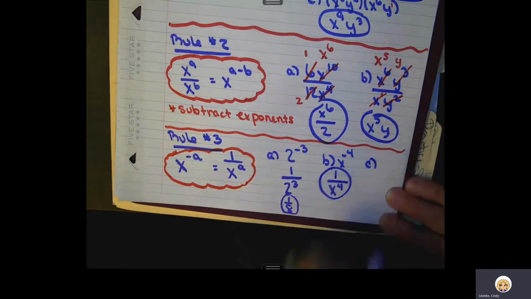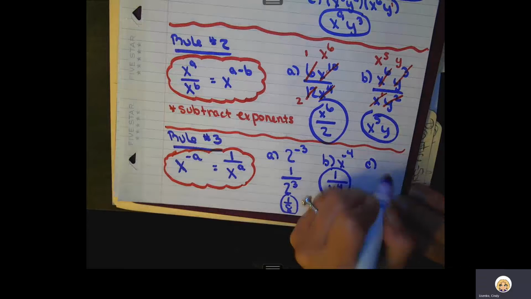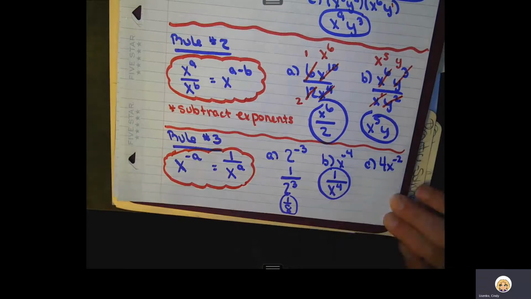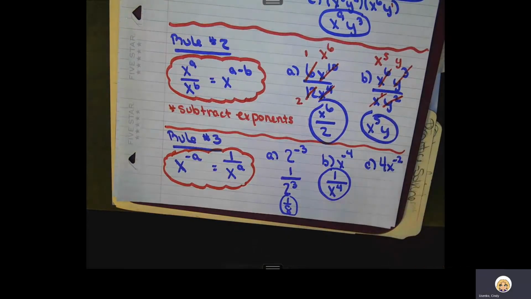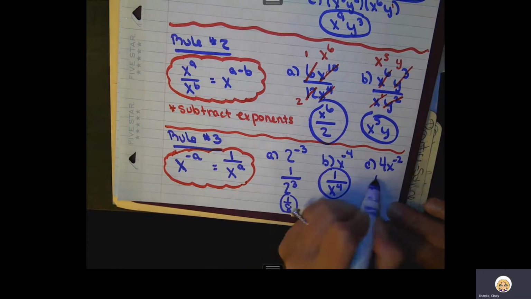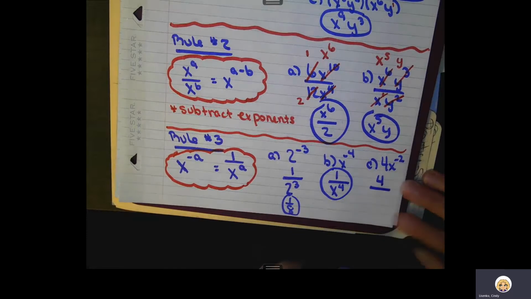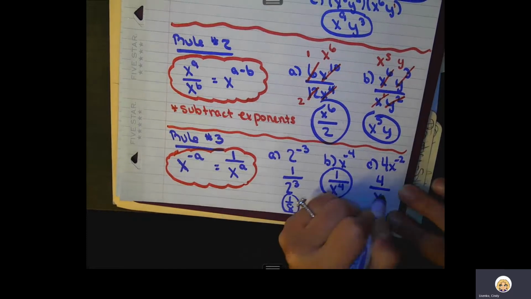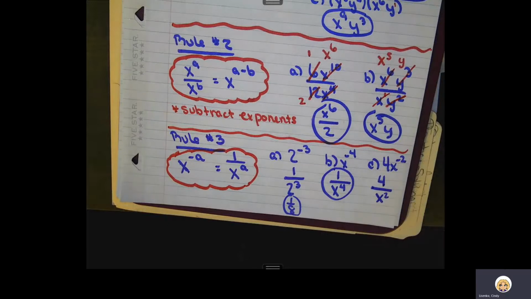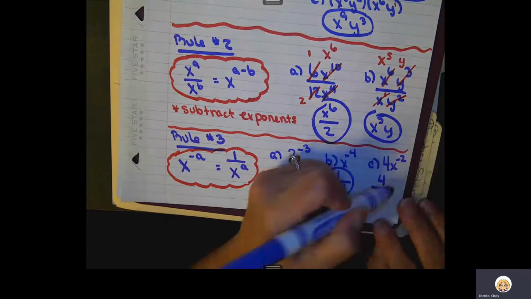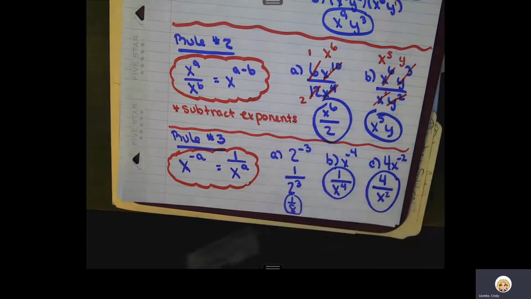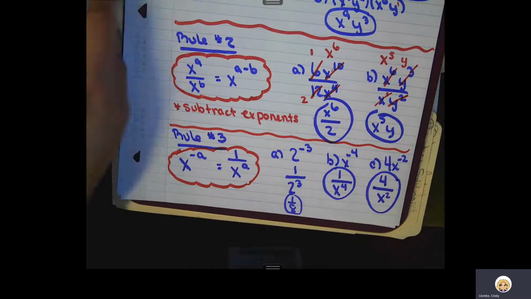One more, example C. If we have 4x to the negative 2 power. Now, the 4 does not have an exponent. It has an imaginary exponent of 1. So that is going to stay on the top. That is not attached to this negative 2. So the 4 stays on the top. Because this x has a negative exponent, it moves to the bottom and you make it positive. So positive 2 is an exponent. This is our final answer. So you only move what has the negative exponent.